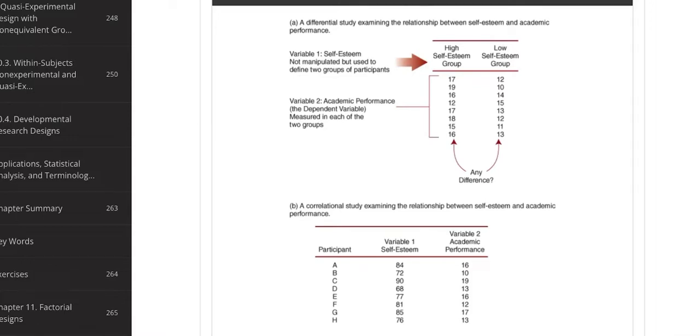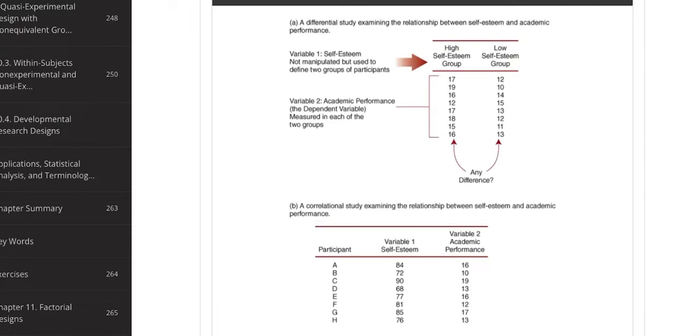Okay, so that is the way that a differential study is structured, right? We've been talking a lot about that kind of structure, so that should seem familiar. Correlational research, which again we introduced in chapter 6, but I know you don't necessarily know a lot about that. We'll talk more about it in chapter 12. But you can see down here, the same variables are being studied here.